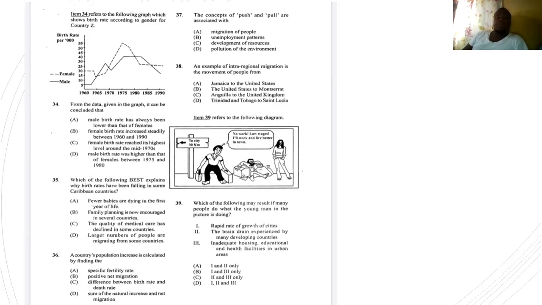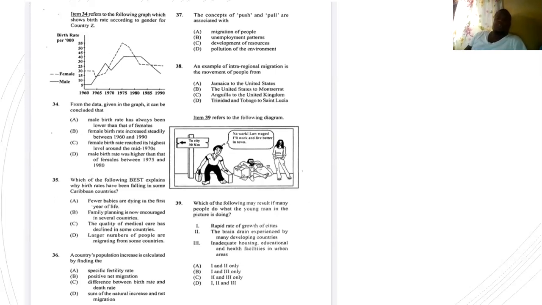So 39 says, which of the following may result if many people do what the young man in the picture is doing? 1, rapid rate of growth of cities, 2, the brain drain experienced by many developing countries, 3, inadequate housing, education, and health facilities in urban areas. So we know that the more people that go into the urban areas, the less likely the resources are going to be able to cater to all of them. So we're going to have rapid rate of growth of the cities, yes, and there's going to be inadequate housing, which will lead to squatter settlements. Education and health facilities in urban areas are going to be inadequate because they're going to be overburdened and overused, right? Because what was built was not built to accommodate the number of persons that are using it.